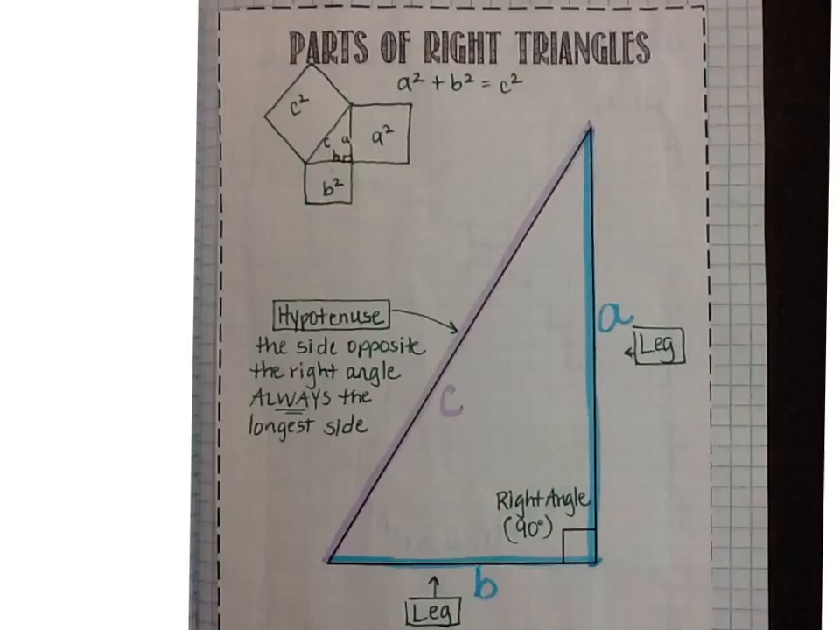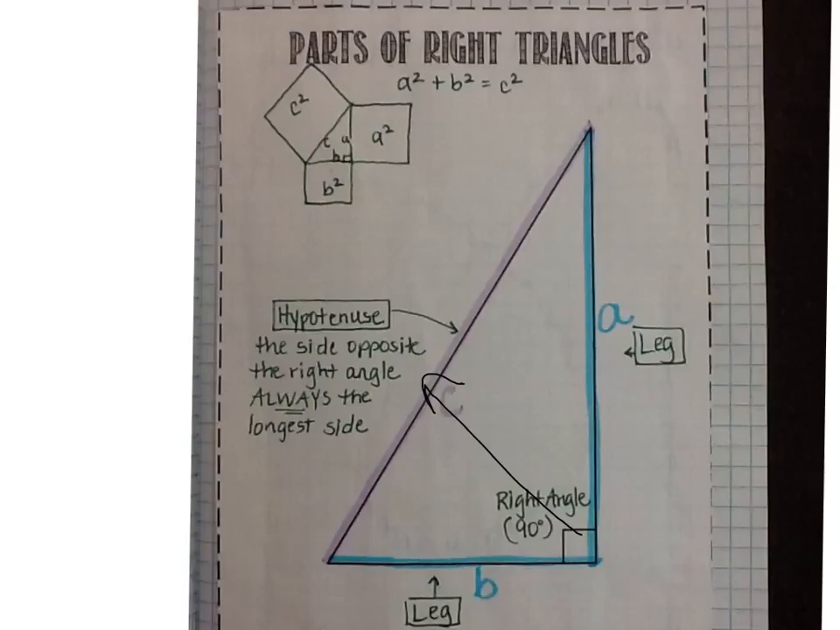Now, this is where we can start putting names to parts of this right triangle that help us understand the Pythagorean theorem. Once you have found that right angle, the side that is exactly opposite of it, right here, is your hypotenuse. Not hippopotamus, hypotenuse. Label it. A hypotenuse is the side opposite the right angle. It is always the longest side.